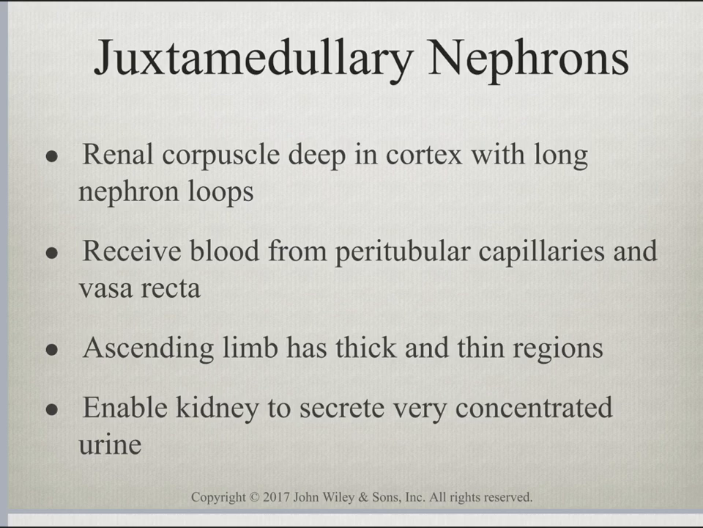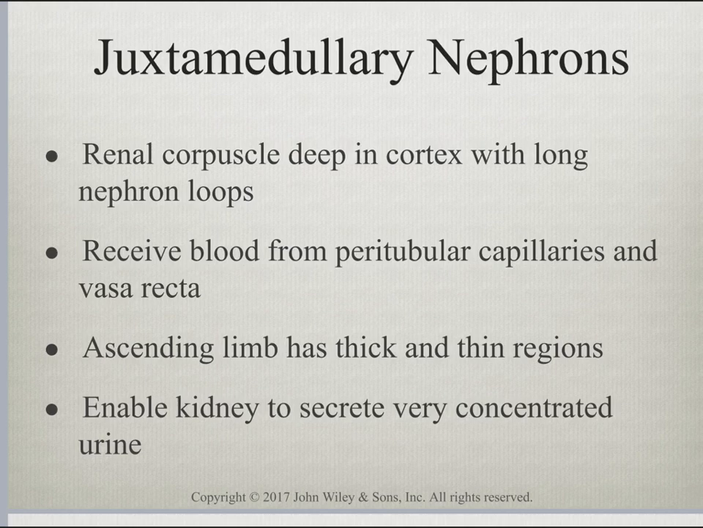The second nephron we find is a juxtamedullary nephron. Now let's look at its name, kind of like we did with the cortical nephron. Juxta means next to, medullary means medulla. So this name tells us where we find these nephrons. The majority of these nephrons are going to be located in the medulla of the kidney, which means that they're going to have these really, really long nephron loops.